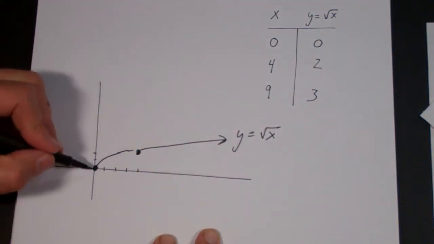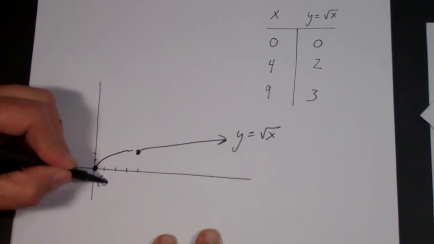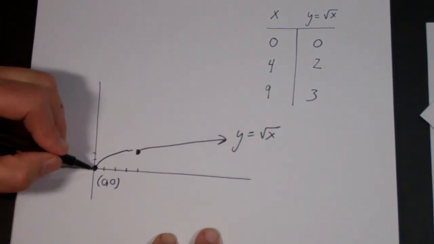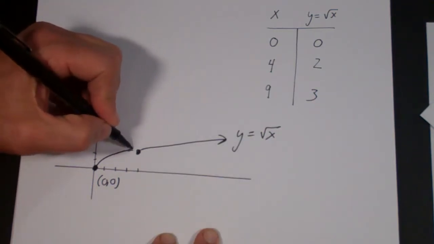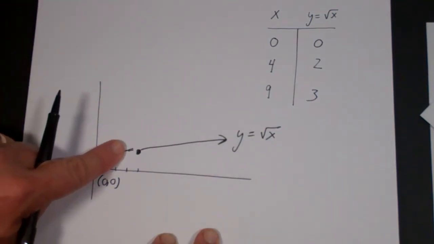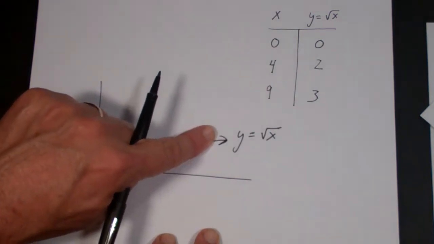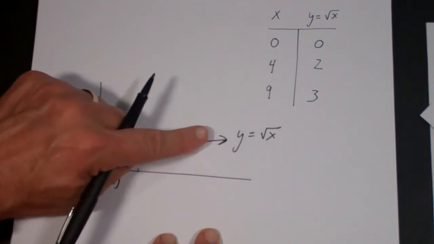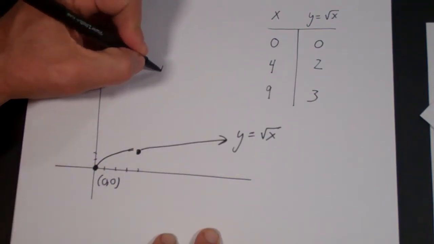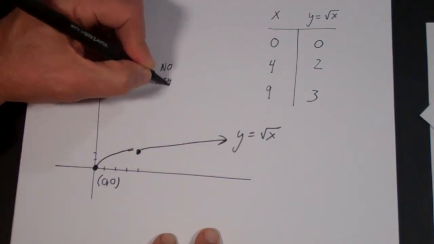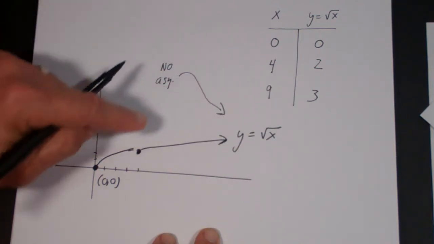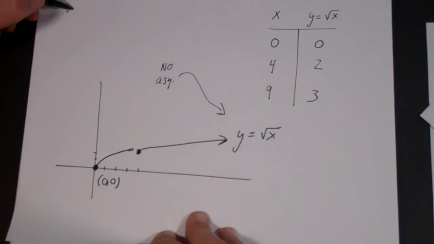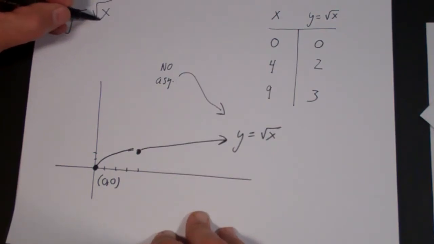It starts off at 0, 0. That's the starting point. It's not really a vertex, but it works somewhat similar to a vertex. It starts to increase, but increases at a decreasing rate, so it gets flatter and flatter and flatter. The key is it never gets perfectly flat. The key trick is that there's no asymptote here, right? So that's the basic graph of y equals square root of x.